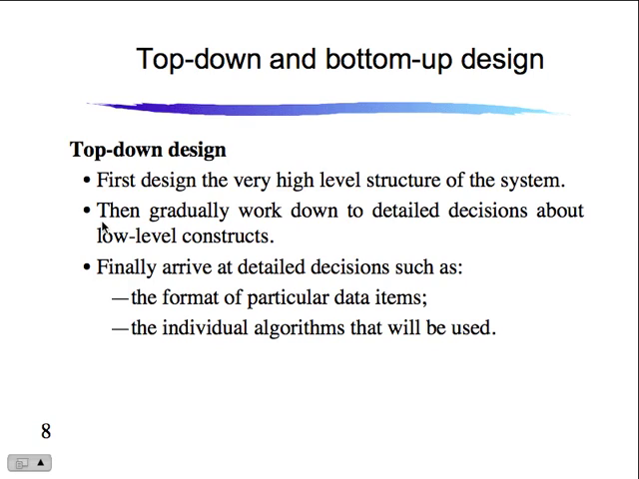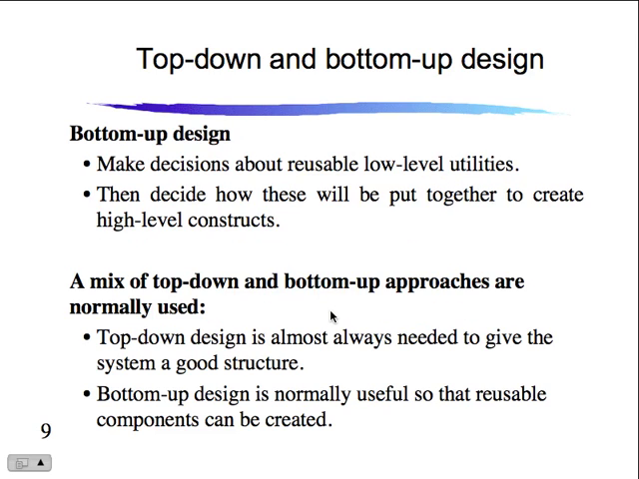So let me go through the slides here on what it is I just mentioned, and give you a little bit more details about each one of these approaches. Top down, the first design is usually the very high level structure of the system, which is what you've done in your analysis. And then you gradually work down into the smaller level decisions about the low level constructs that might exist, and you finally arrive at the details, such as the format for a particular data item, the individual algorithms that are going to be used, things of that nature.